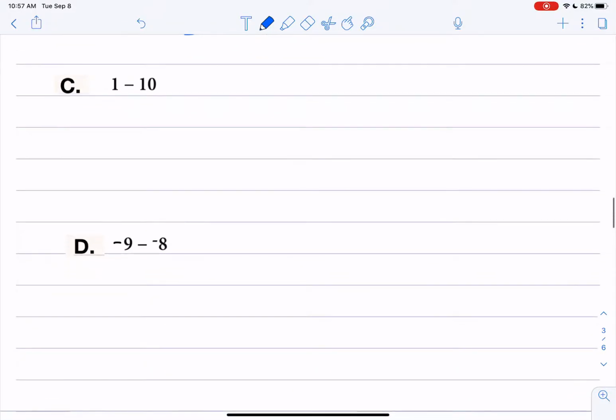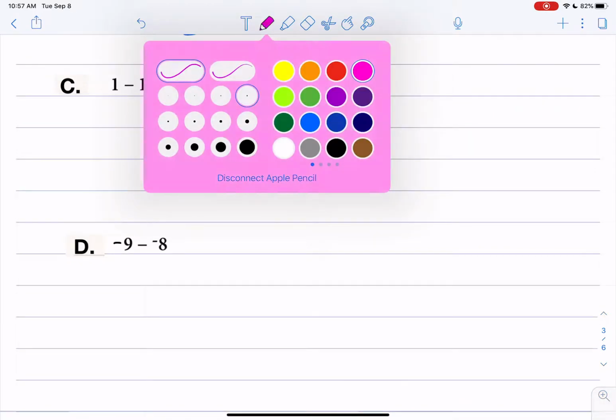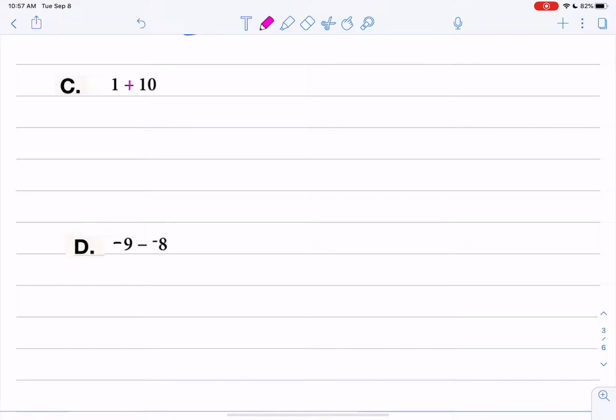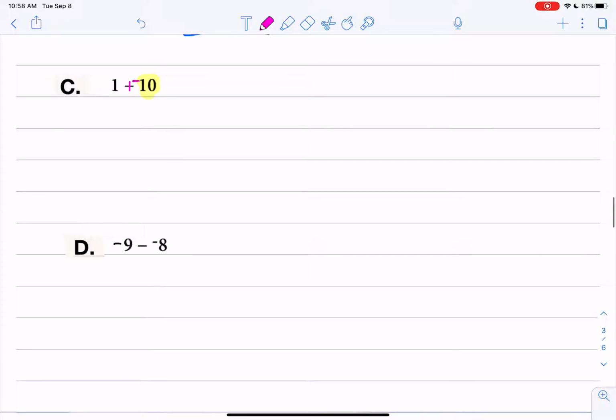C. Step 1, change that subtraction to addition and then change the second number sign to the opposite. Once again, this is positive, so it's going to become negative. Now, step 3, follow the same rules for adding integers.